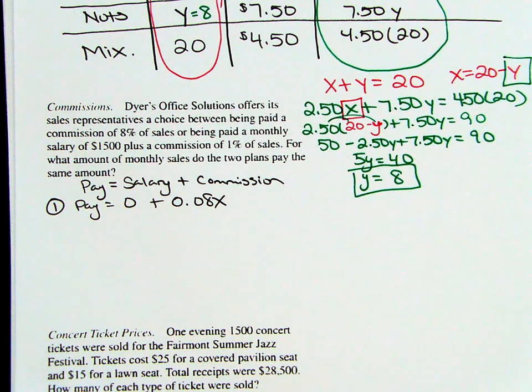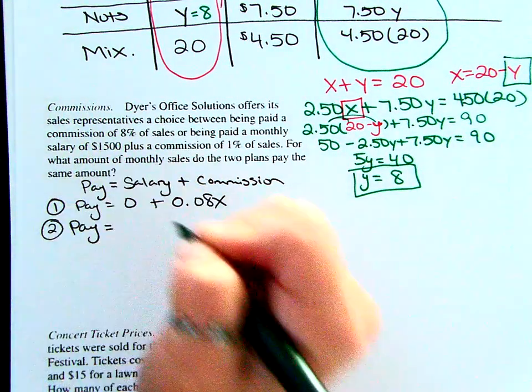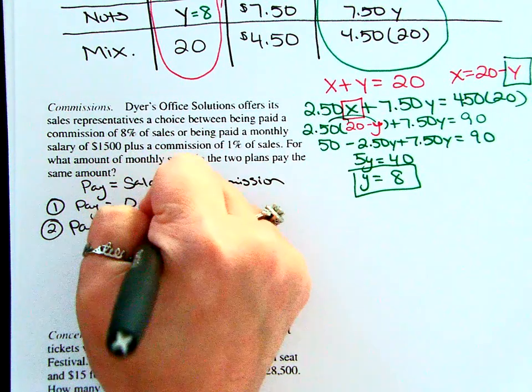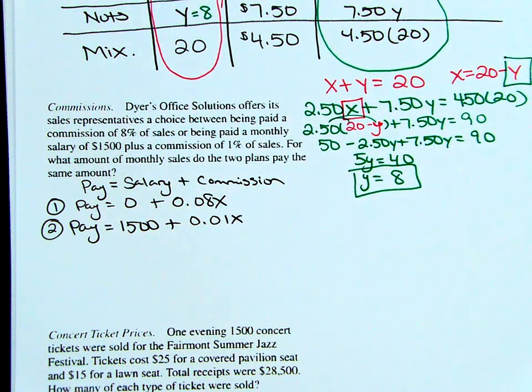The second one, the pay offers a $1,500 salary and then 1% of sales. So a much smaller percentage of sales, but you are at least guaranteed $1,500 that month. The first one, if you sell nothing, you get nothing. For what amount of monthly sales do the two plans pay the same amount? What do you think we have to do? That's right, we set them equal to each other.